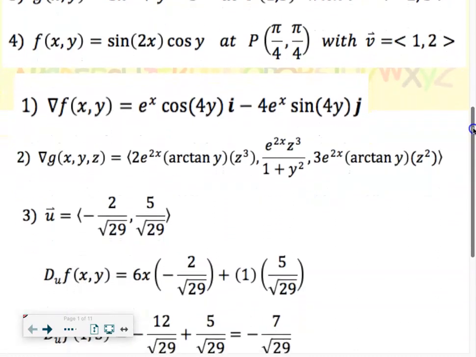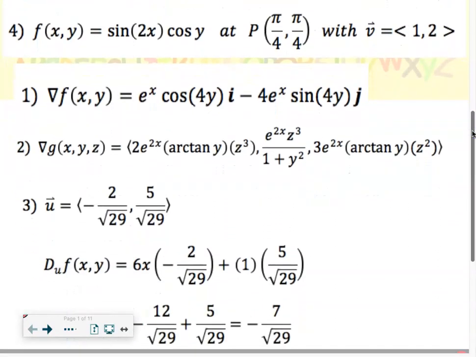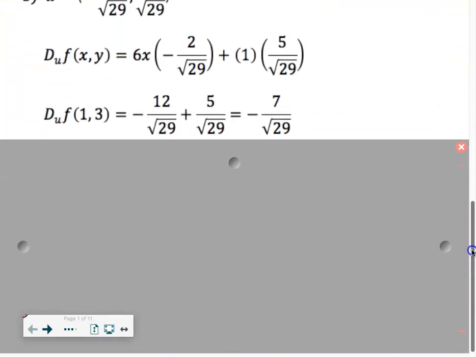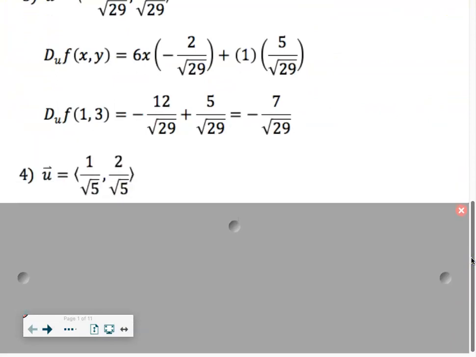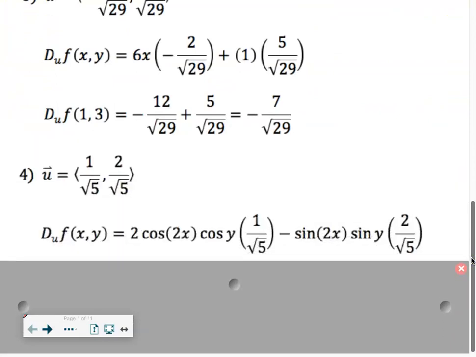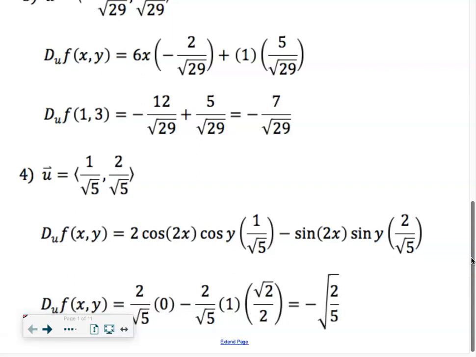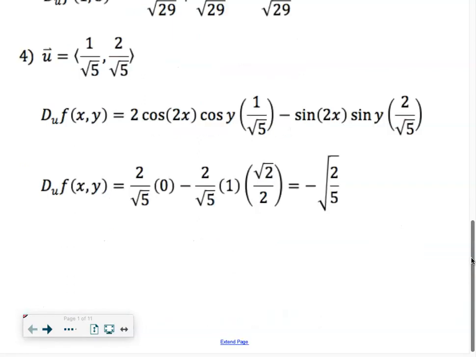All right, so same thing. Directional derivative in the direction of the vector 1, 2 at the point pi fourths, for sine 2x cosine y. So find your unit vector, find your gradient, do the dot product of the gradient and the unit vector, plug in the point pi fourths. And I ended up with -√2/5. Very nice.